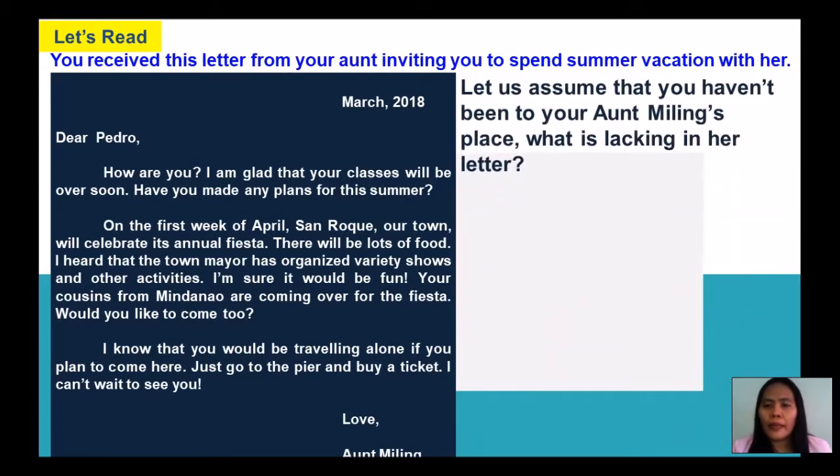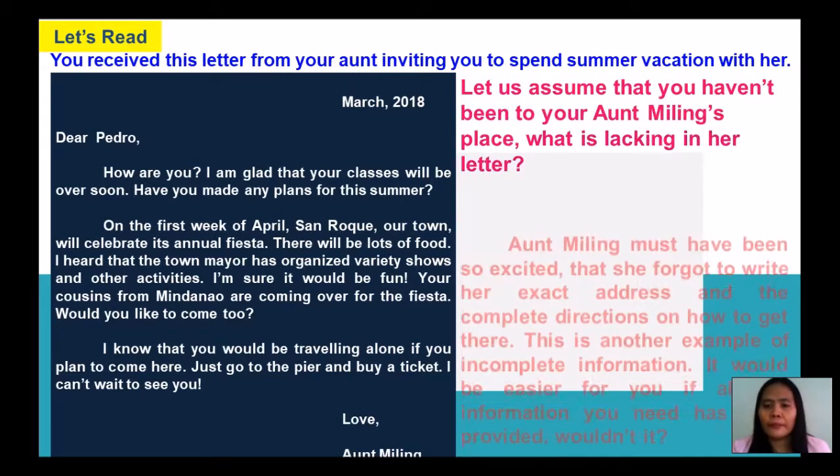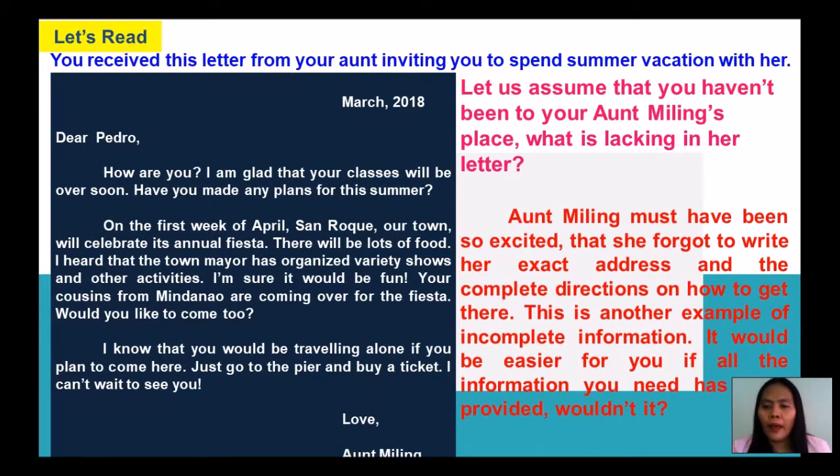Let us assume that you haven't been to Aunt Miling's place. What is lacking in her letter? Aunt Miling must have been so excited that she forgot to write her exact address and the complete directions on how to get there. This is another example of incomplete information. It would be easier for you if all the information you need has been provided. Wouldn't it?